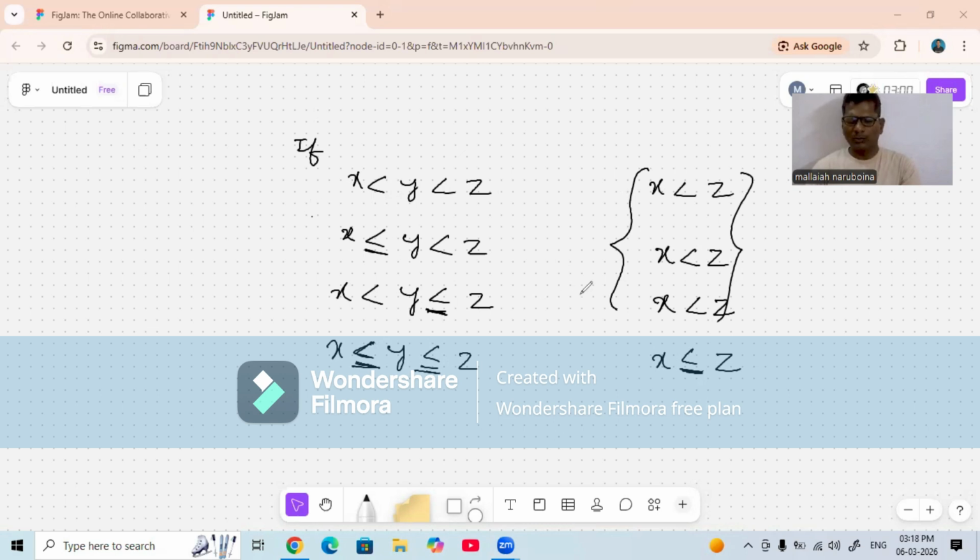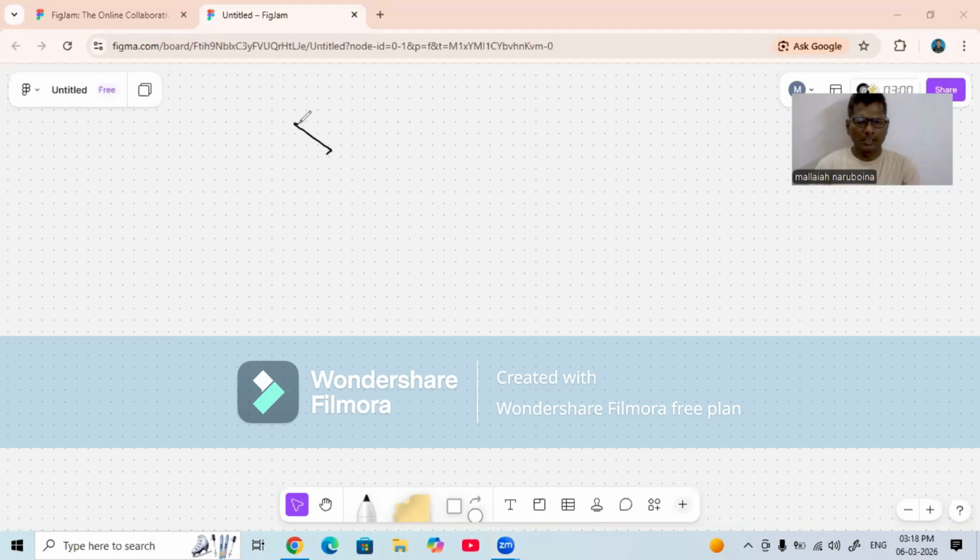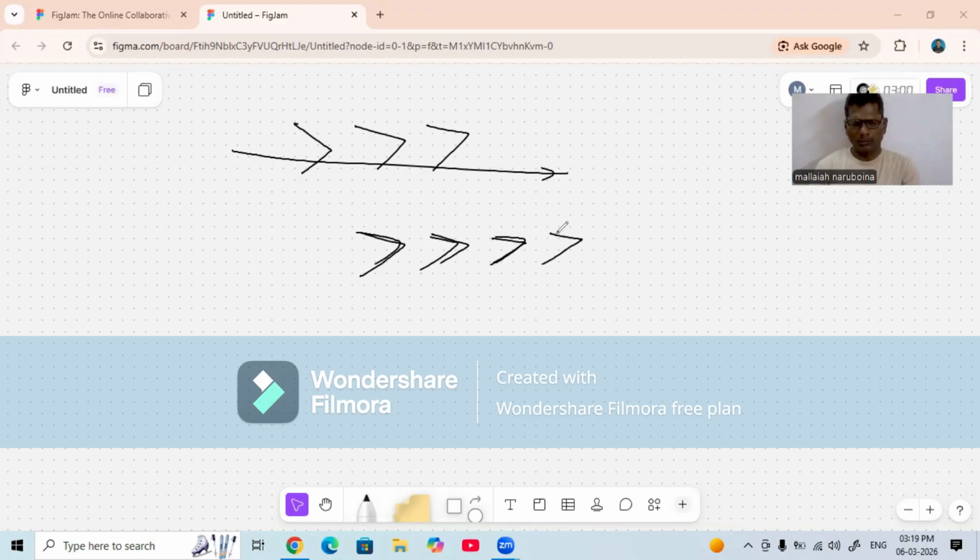If you compare the question symbols with these symbols, you can do it easily. See, this is less than, less than, less than. This is open, we say. We can go from this direction to this direction. All symbols must be in the same direction. See, we can go from here to here.